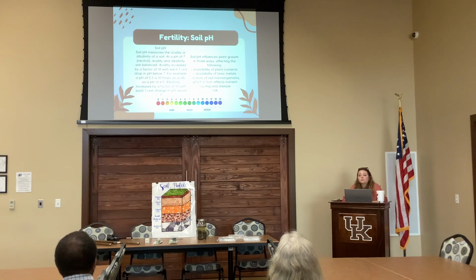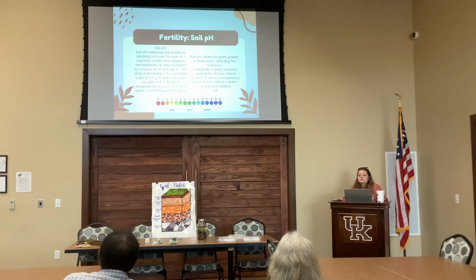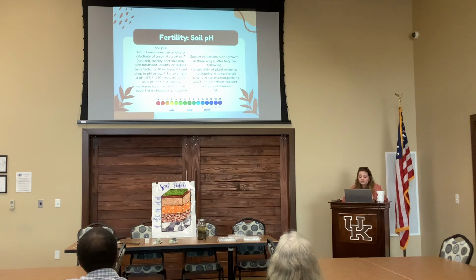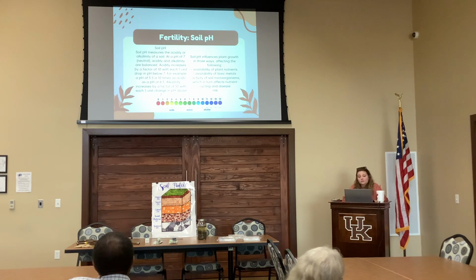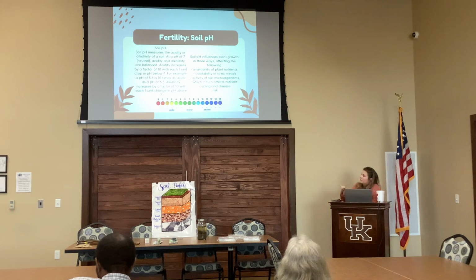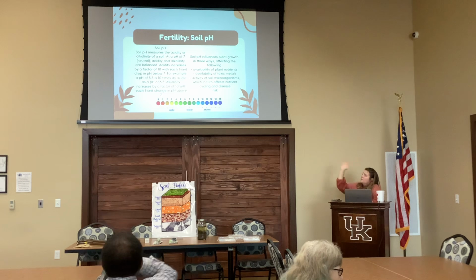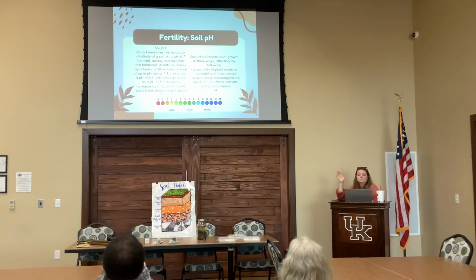Your soil pH influences plant growth in 3 main ways. It affects the availability of plant nutrients, the availability of toxic metals, and the activity of soil microorganisms, which in return affects nutrient cycling and disease risk. So, I like this soil pH chart because it was colorful. But, as you can see, 7 is green, you're ready to go. Normally, that's where most things prefer to hang out, at a pH of 7.